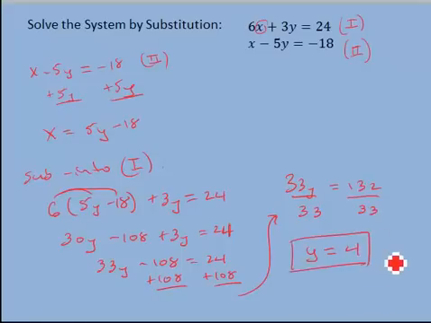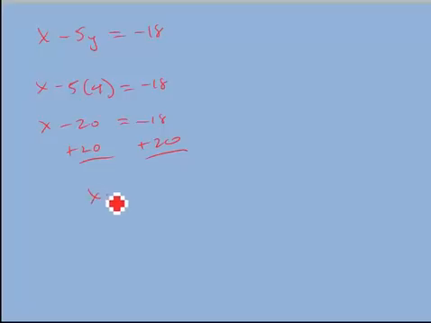Now you can't stop here. Once you have y equals 4, remember we're looking for the point where these two lines cross. So we need to find the x value that goes with it. The way we do this is by substituting into one of the original equations. It doesn't matter which one. I'll sub into equation 2. So that was x minus 5y equals negative 18. And I'm going to sub in y equals 4. So we're going to have x minus 5 times 4 equals negative 18. So this is x minus 20 equals negative 18. We're going to add 20 to both sides. Add 20, solving for x, we get x equals 2.